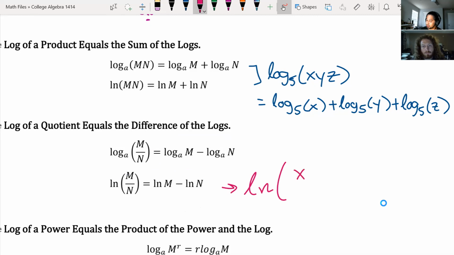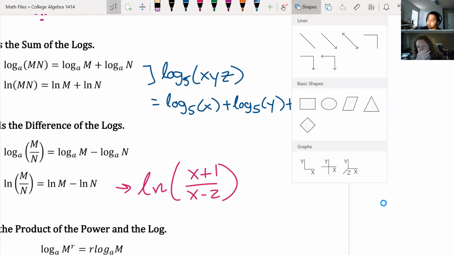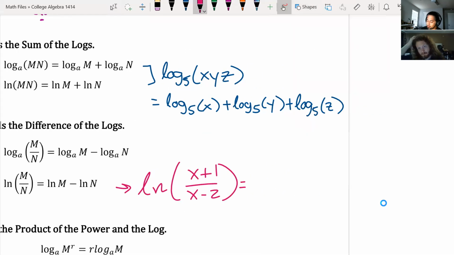Let's say I had natural log of x plus 1 over x minus 2. I could rewrite this as natural log of x plus 1 minus natural log of x minus 2.